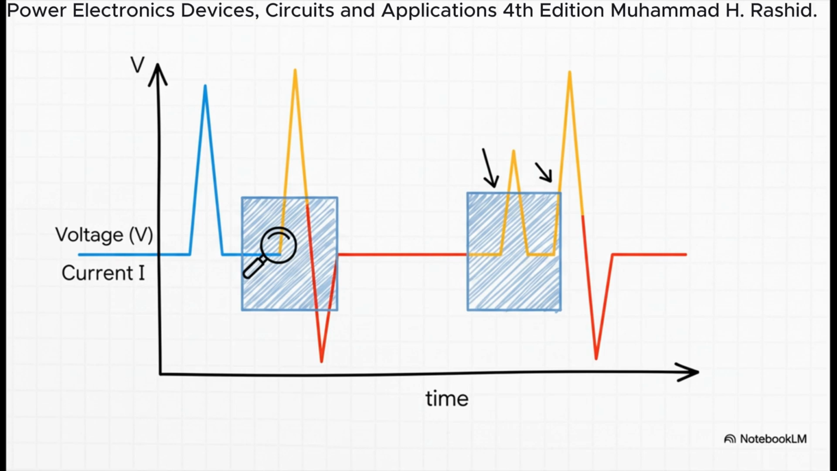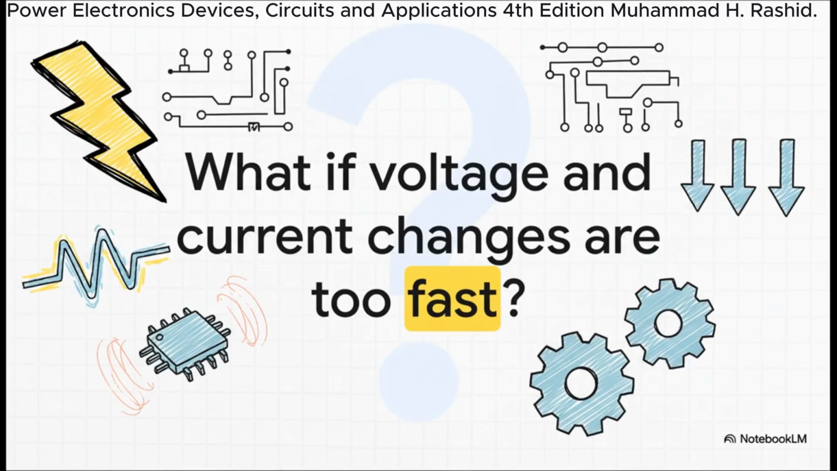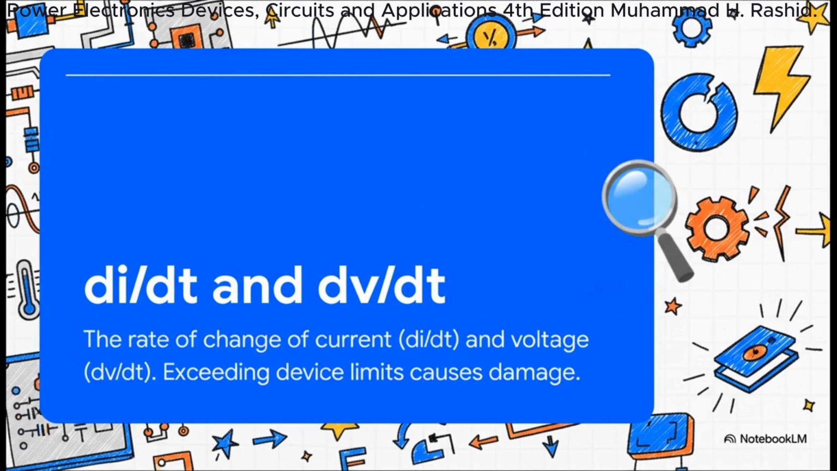If you're switching thousands of times a second, these switching losses can become your number one source of heat. So you might be thinking, okay, professor, I get it. Slow switching is bad. The solution must be to switch as fast as humanly possible, right? Well, that's a great thought, but it leads to a really important question. What happens if these voltage and current changes are too fast? And the answer is a huge, emphatic yes. It can be a massive problem.